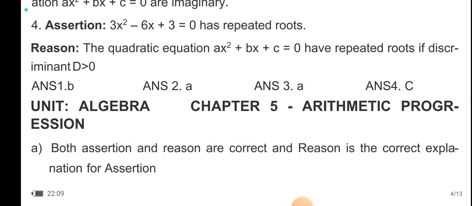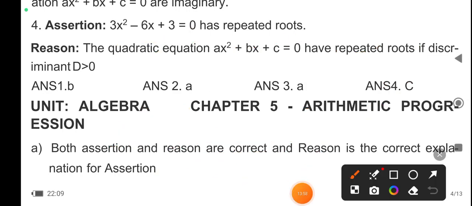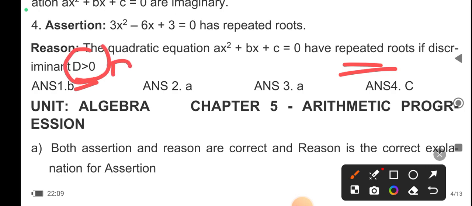Then just see whether the second one is correct or not. A quadratic equation has repeated roots if discriminant D is greater than 0. Actually, if one small change is made, the answer will be A. Suppose they said repeated roots if discriminant D equal to 0, yes, it's correct, and it will be a correct explanation. Option A will be there. Since they said D greater than 0, that is not a repeated root, that is non-repeated roots: real and distinct, different, real and unequal. So in that way, 4 is option C: A is true, but R is false.